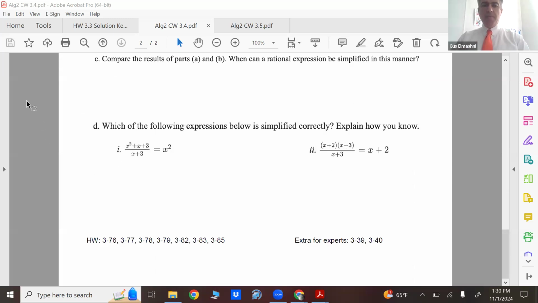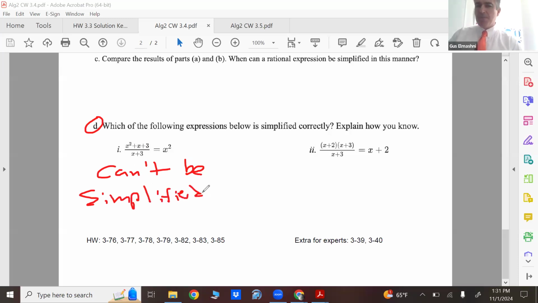Part 1 of part D. Careful with this one, okay? You have x squared plus x plus 3 and x plus 3. Some people want to cross these off. And so, yeah, those are the same. No, you can't do that, unfortunately. So this cannot be simplified. If you wanted to solve it, you'd have to multiply both sides by x plus 3 and then work it out afterwards. We're not going to do that because that's not the intent of this problem. The intent is just to tell you can't simplify it.